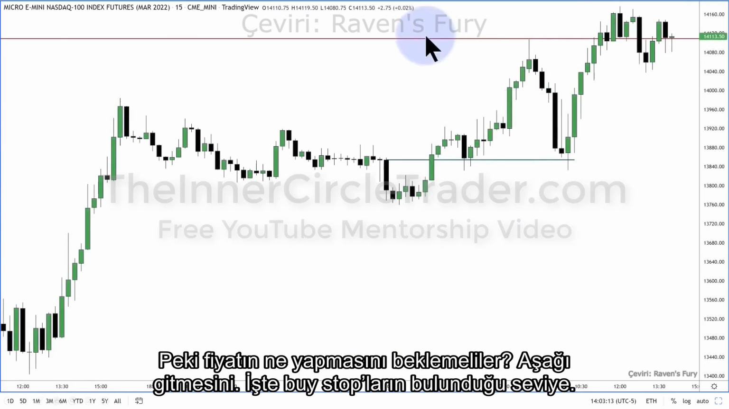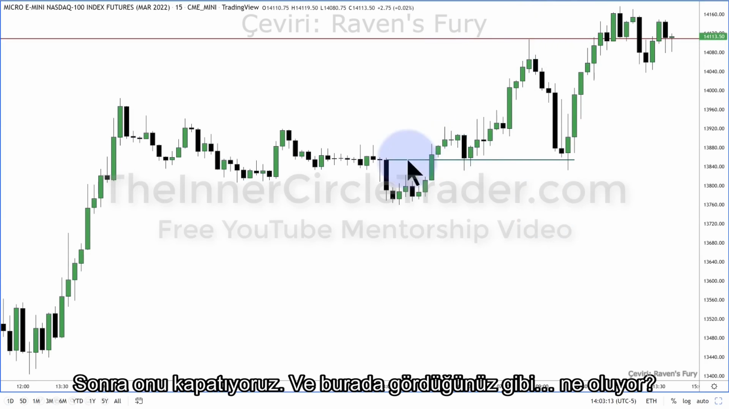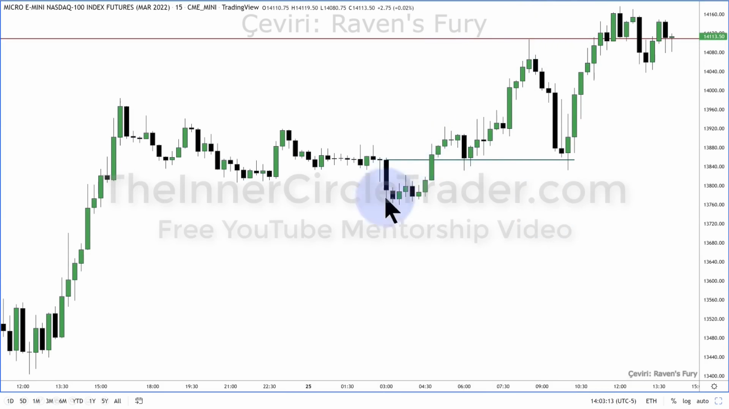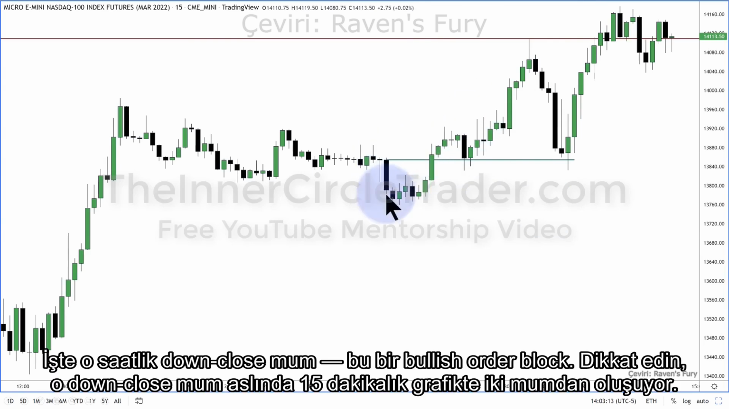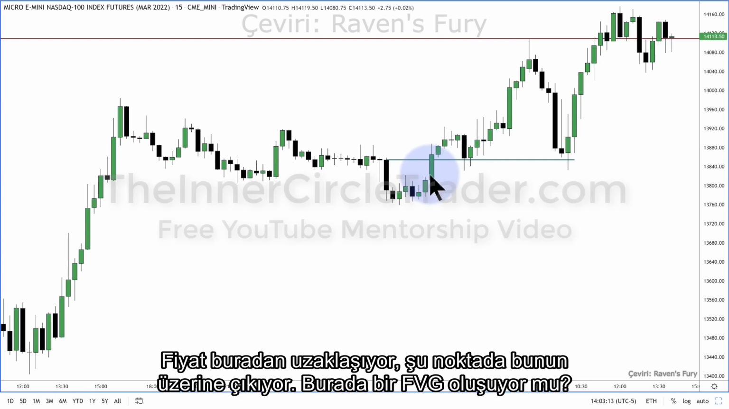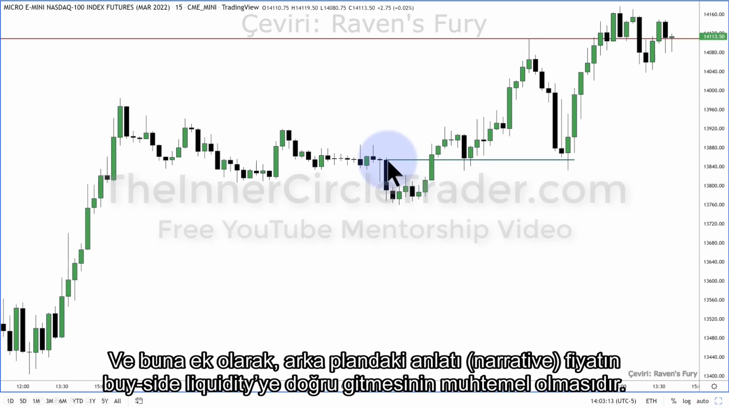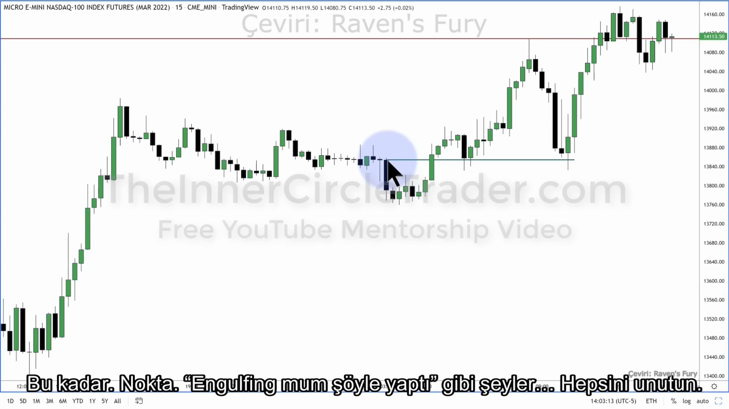So here's that level where the buy stops are, or above it, rather. Here's that hourly down closed candle, which is a bullish order block. Notice the down closed candle is made up of two candles on the 15-minute time frame. Price moves away from it, goes above it right here. Does it create an imbalance here? Yes. That is how you determine your high probability bullish order block. It must have the imbalance coupled with the down closed candle and the underlying narrative that it's likely to go higher to reach for buy side liquidity.